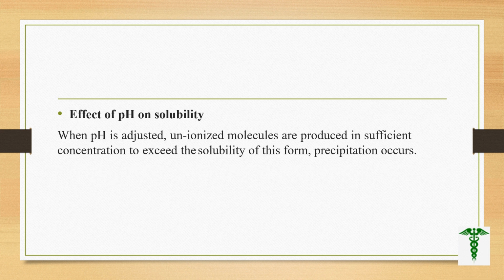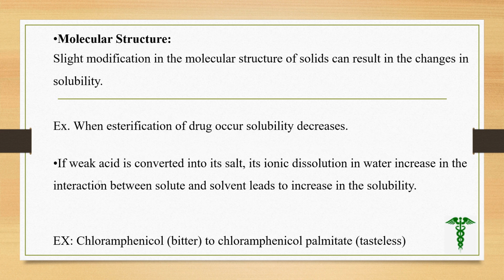Next factor is effect of pH on solubility. So when we are adjusting the pH, at that time unionized molecules are produced in a sufficient concentration to exceed the solubility. So what happens as a result is that it will result in precipitation.